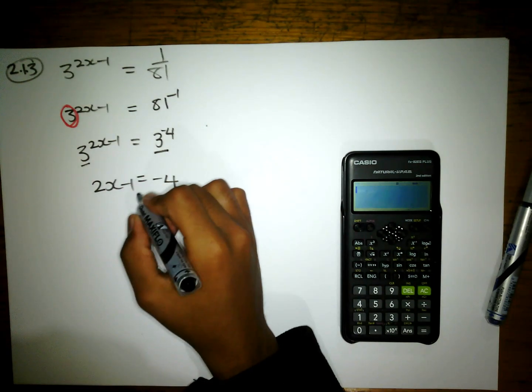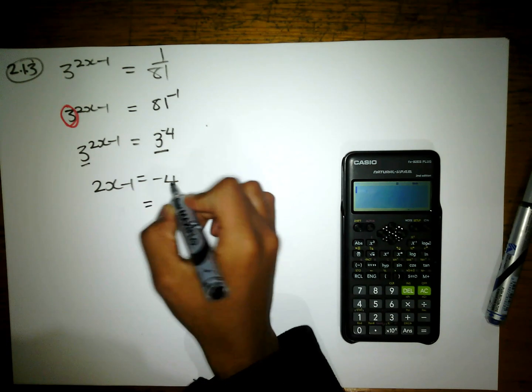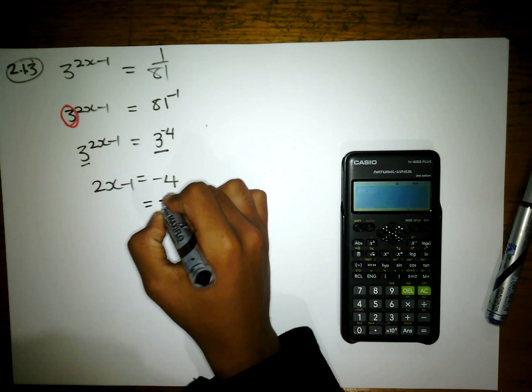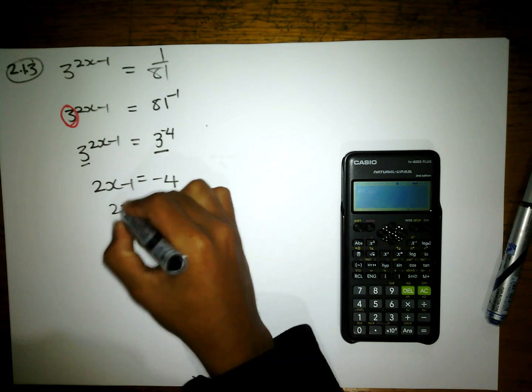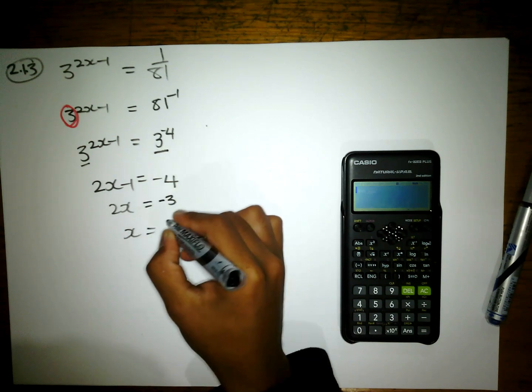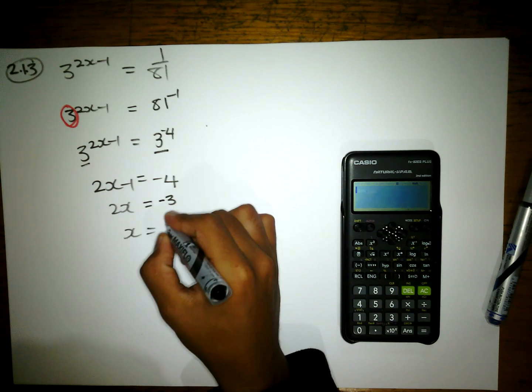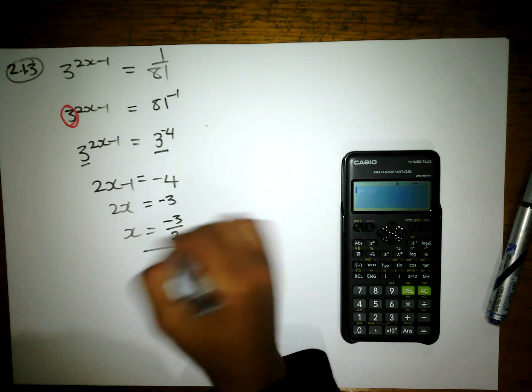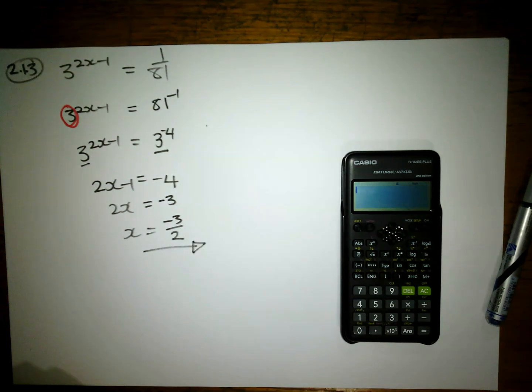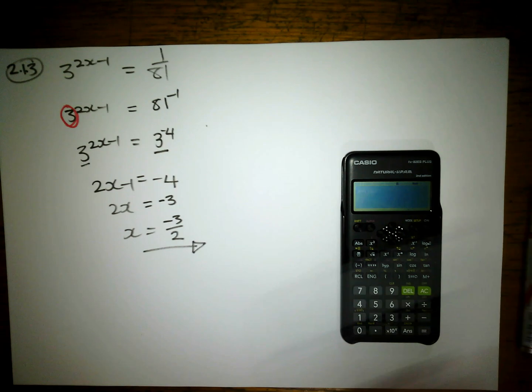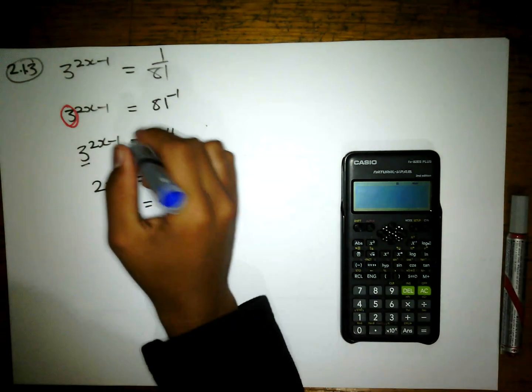Then all we do is we take that negative 1 over, it will become, to leave us with a minus 3 there, 2x. Now we divide by 2 to get the 2 away. x equals minus 3 over 2. Very simple, very straightforward. Very important to know your rules, what your rules say.